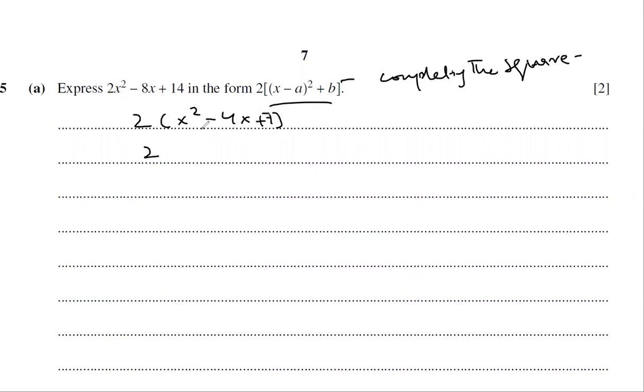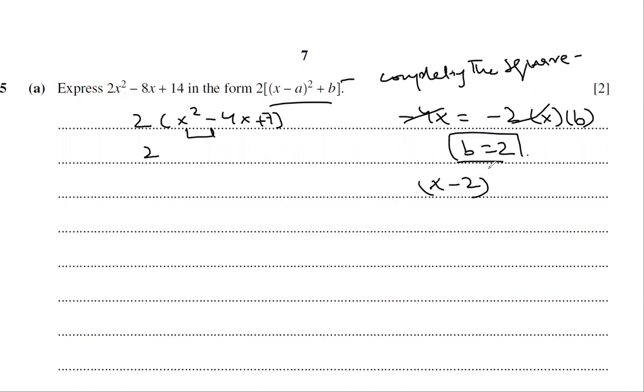Now we would only look at the first two terms, right? Minus 4x is equivalent to minus 2ab. A is x, what is b? We are unaware. So minus 2 and this is cancelled, so b is coming 2. So this would become x minus 2 whole square.